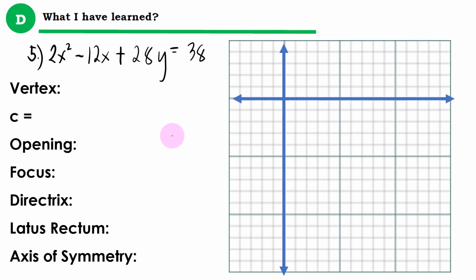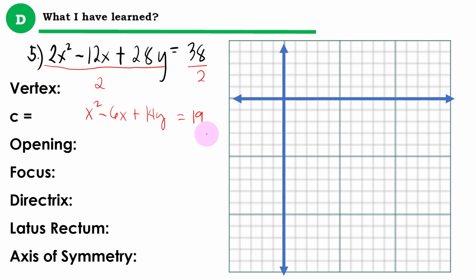Another one. 2x squared minus 12x plus 28y equals 38. Okay, so ang gagawin natin dyan, since yung x squared meron naman siyang katabi na greater than 1 na coefficient, divide natin both sides by 2. So lahat ng terms nito, i-divide natin sa 2. So magiging x squared minus 6x plus 14y equals, ilan to? 38 divided by 2 is 19. Okay? And then, so this will be our equation.